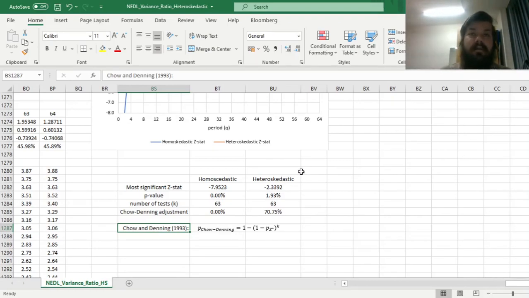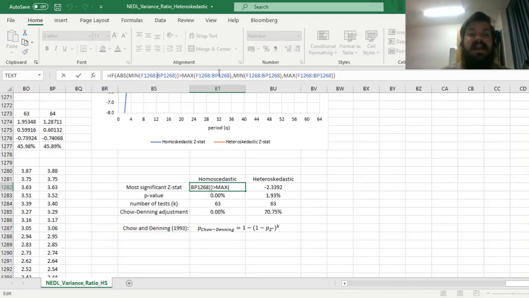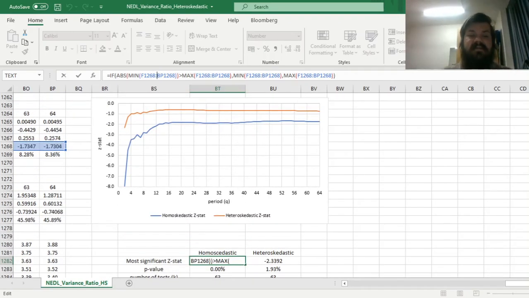So accounting for multiple testing, what Chow and Denning proposed is to, first of all, just like in Lo and MacKinlay, calculate the most significant z-stat, and here it's quite simple, isn't it? Because all of our z-stats are negative, so we can just figure out the minimum z-stat. However, sometimes you might have both positive and negative z-stats for different periodicities, so this formula would take care of that. It would return the minimum if the absolute value of the minimum z-stat is higher than the value of the maximum z-stat. And if that's not the case, then it will return the maximum z-stat.